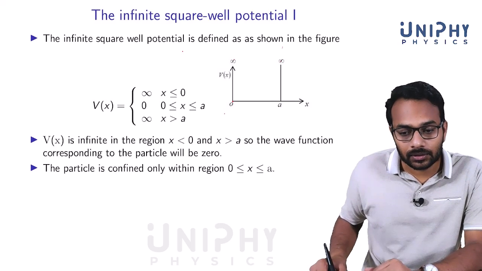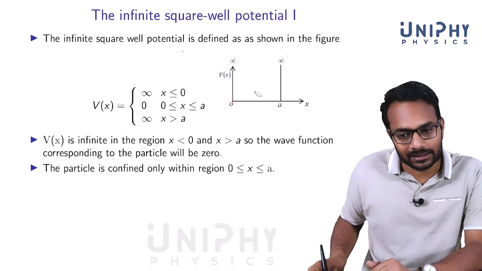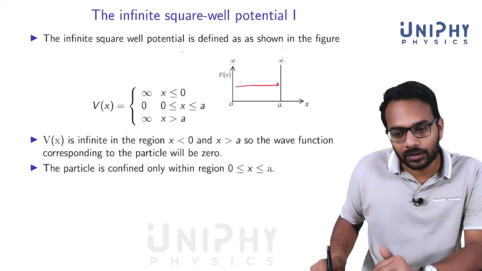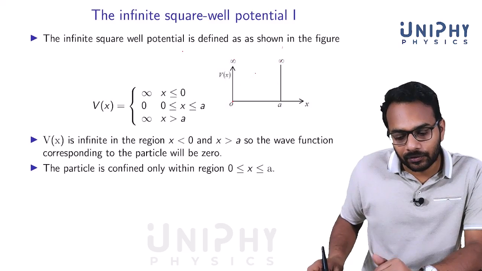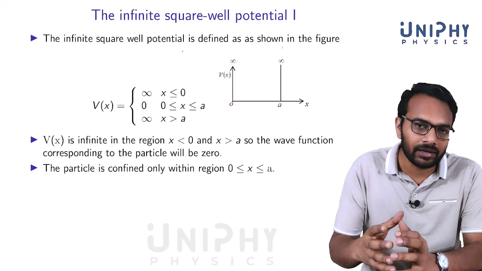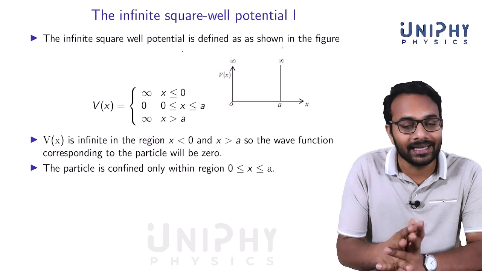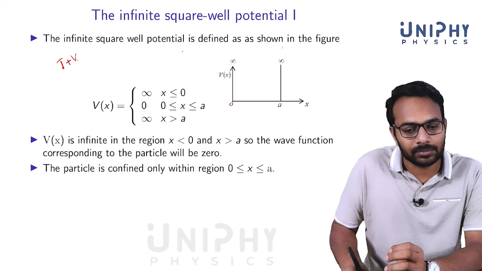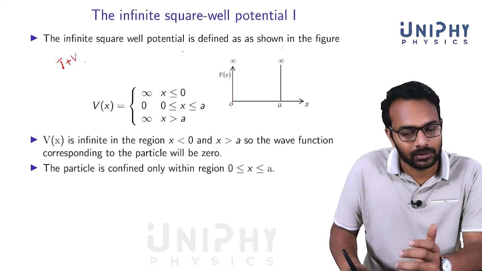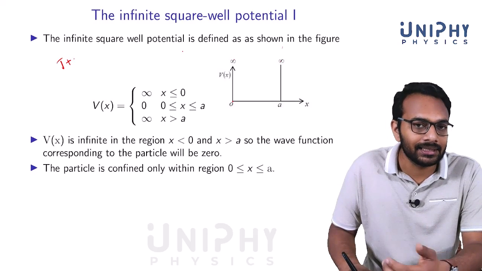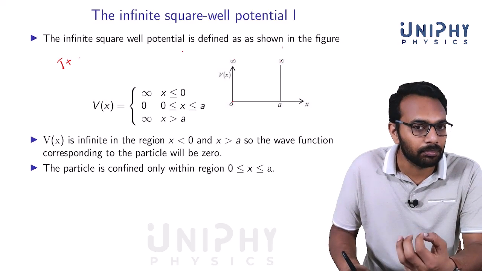So the particle is confined within this region between 0 and a. For this reason, we will see that the Schrodinger equation has this property. Whenever you have a confined system and the total energy is negative, which means that the kinetic energy plus potential energy is less than 0, this is possible if V is greater than T and also has a negative value. These are known as bound states.